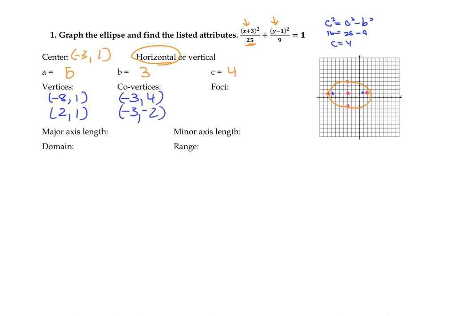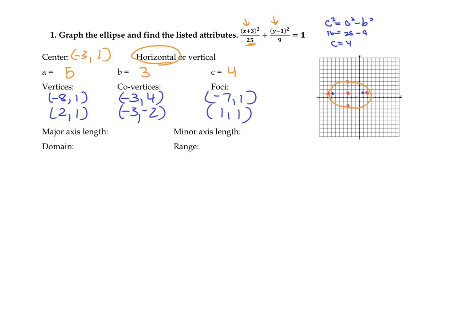And then my foci is on the major axis. So instead of going left 5, I go left 4 and get to -7, 1. And then go right 4, and I get to 1, 1. And those are the ordered pairs for each of the vertices, co-vertices, and the foci.